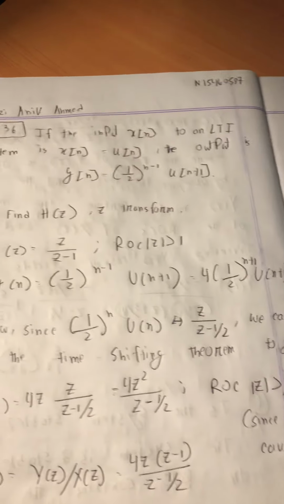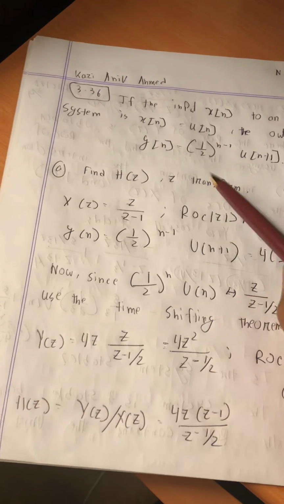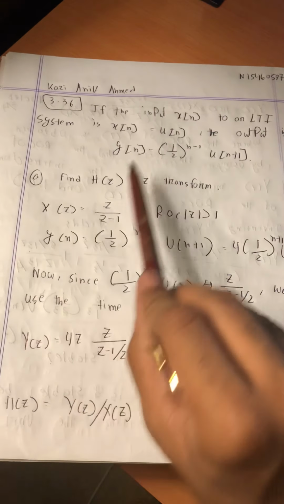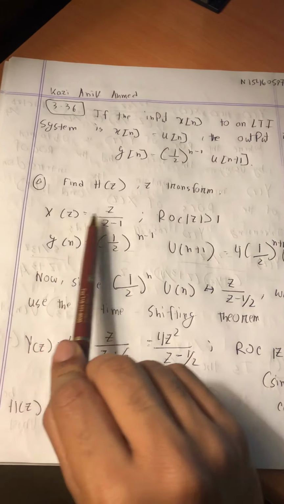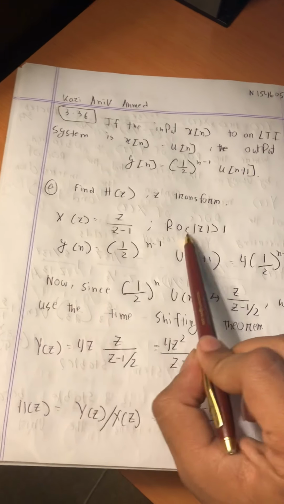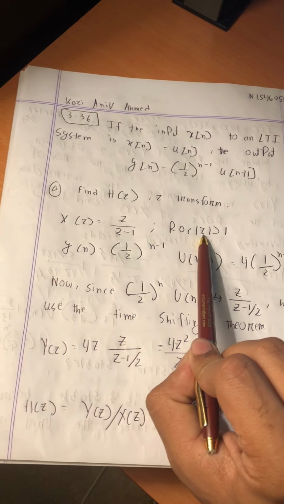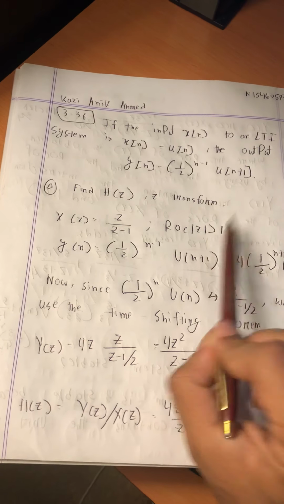So the first one, we have to find H(z), the z-transform. We can write x[n] in terms of X(z), which is z/(z-1) from the z-transform. We can set the denominator equal to 0, and we can see that the ROC of X(z) is just |z| greater than 1.